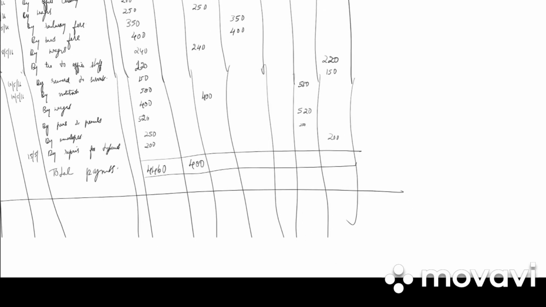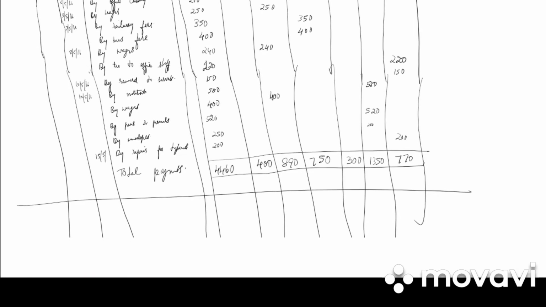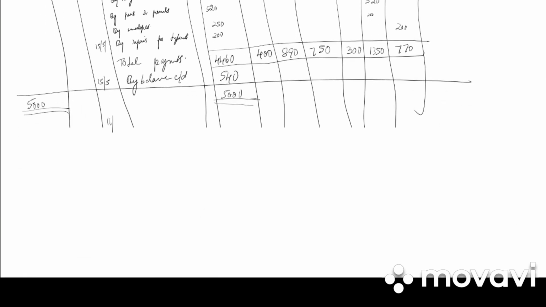Next, our wages total is 890. Conveyance is 750. Cartage is 300. Stationery is 1,350. And miscellaneous expenses 770. After that, we need to total both the debit side and credit side. What is the total of debit side? 5,000. 5,000. They have given us 15th May we need to balance. So we have by balance carried down. 5,000 minus 4,460. How much do we get? 540. On 16th May, to balance brought down 540.